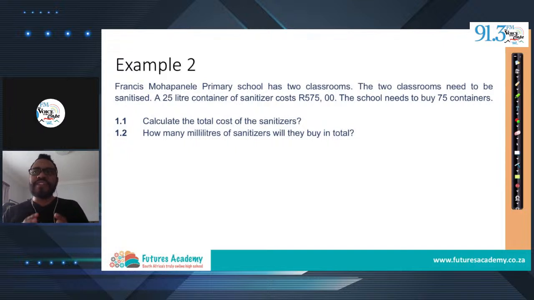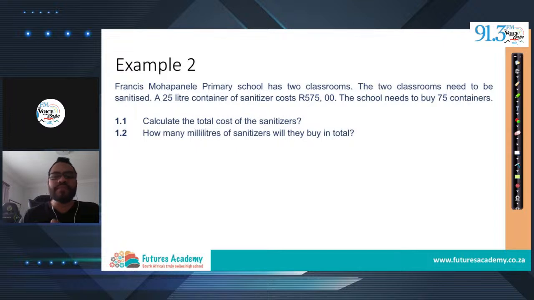So over here, we're going to look at example number 2. Francis Mukhapanele Primary School has 2 classrooms. The 2 classrooms need to be sanitized. A 25-liter container of sanitizer costs 575 rands. So that's 575.00. The school needs to buy 75 containers.